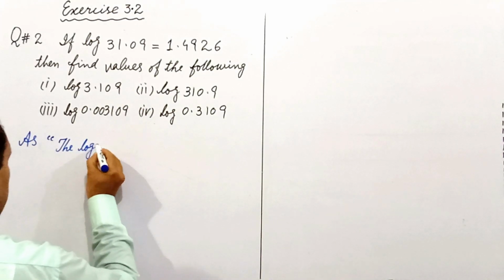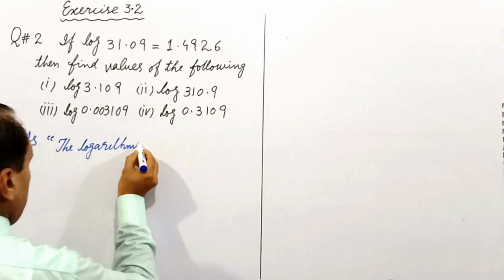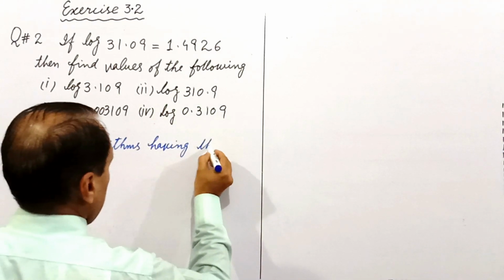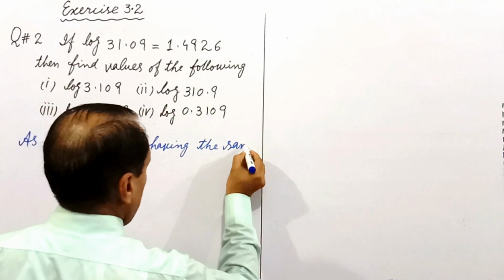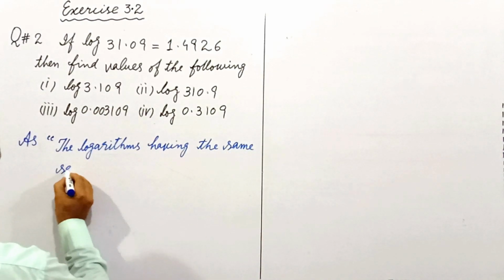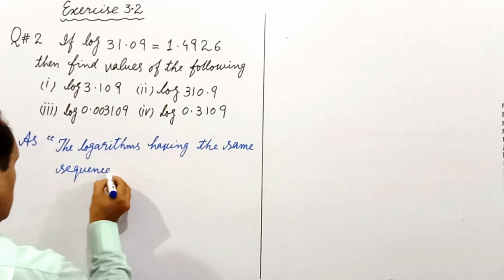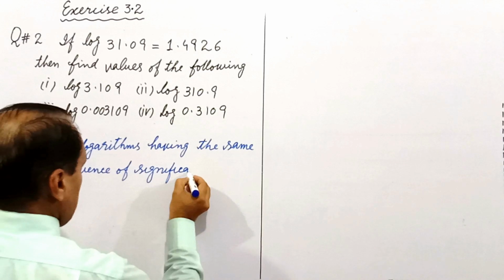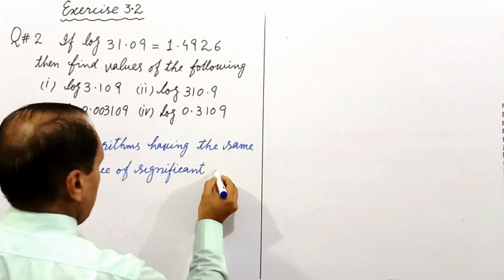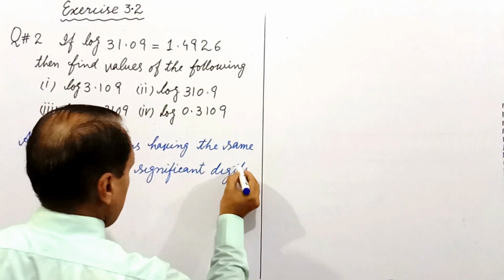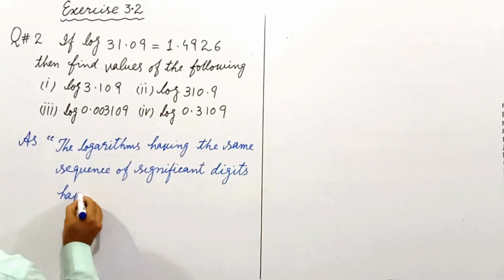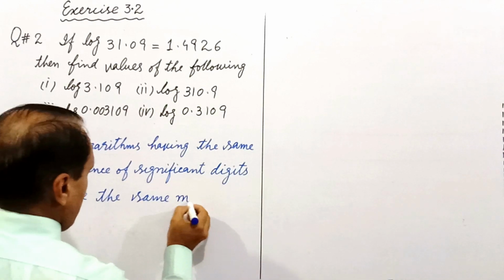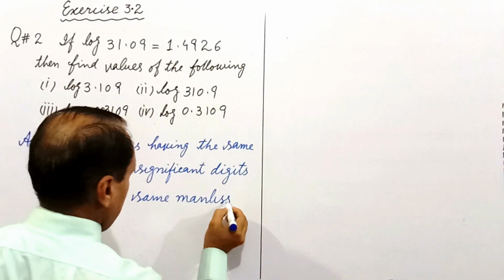the logarithms having the same sequence of significant digits have the same mantissa.